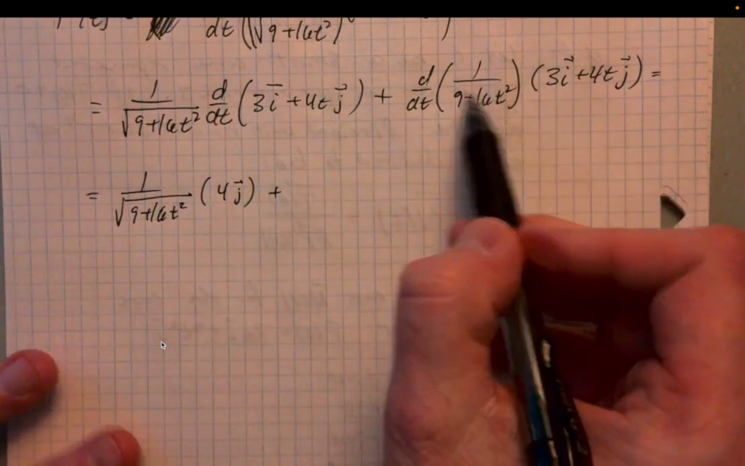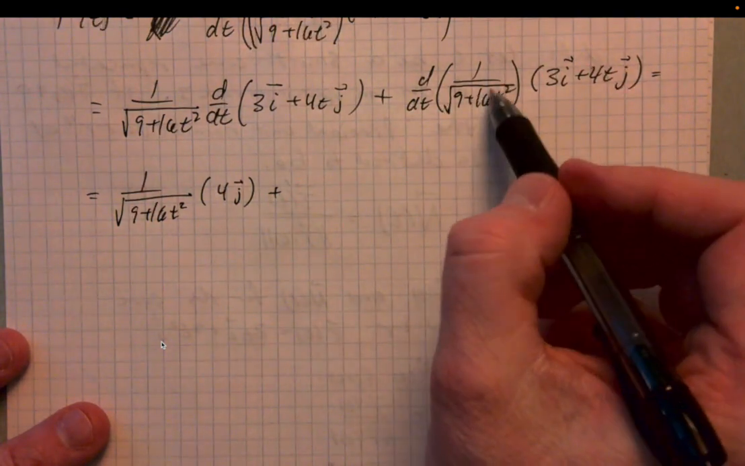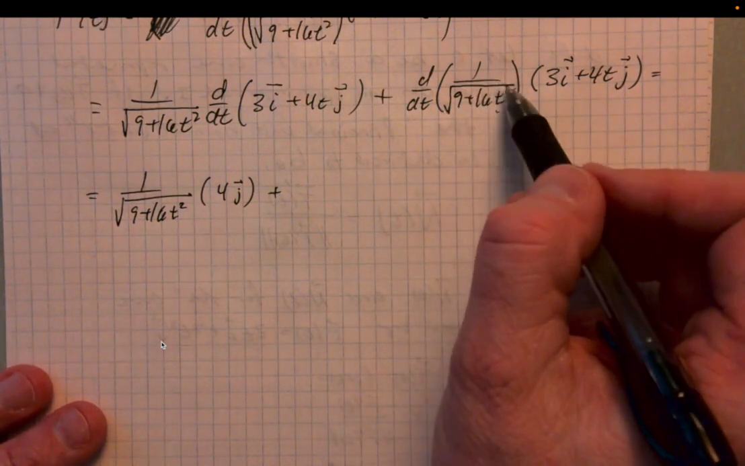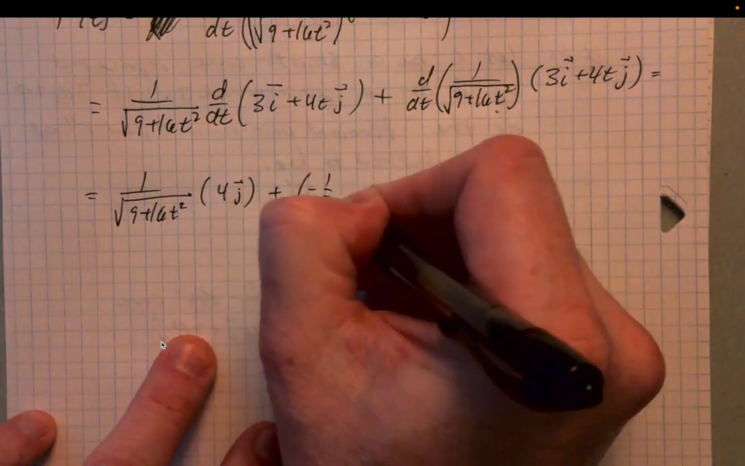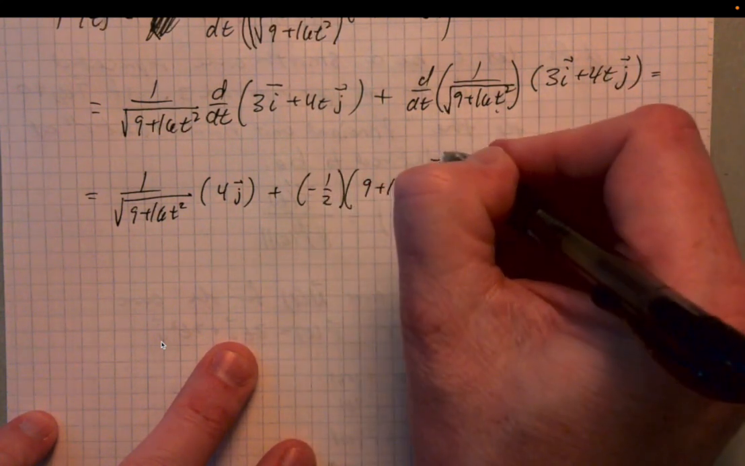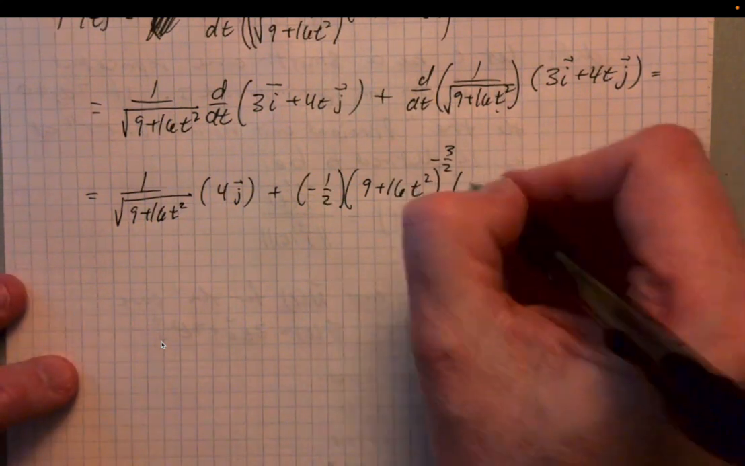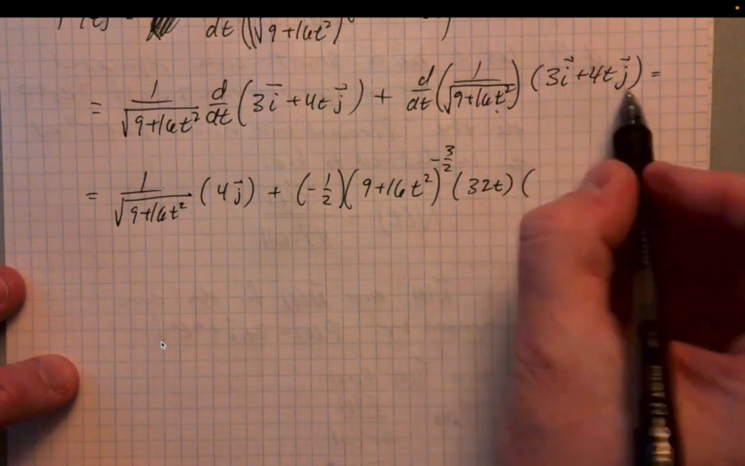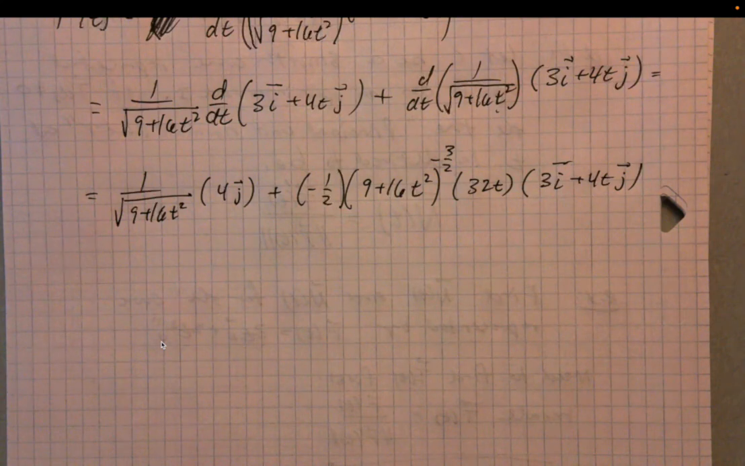Then over here, this is a derivative. Oh, sorry, there should be a square root there. Sorry about that. So we'd have to use the chain rule. You can think of this as 9 plus 16t squared all to the negative 1/2 power. And so that would give us negative 1/2 times 9 plus 16t squared to the negative 3/2 power. And then we have to differentiate the insides like the chain rule. So this would be 32t when you differentiate what's inside. And then all of that times this guy. Okay. Very good.